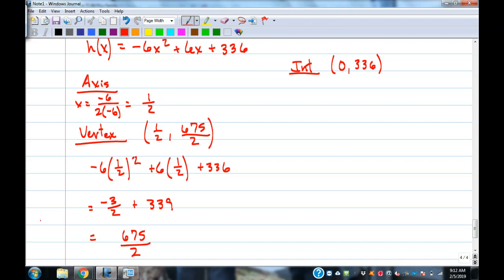By all means, you can use a calculator. I like challenging myself to not use one. Okay, so we have the vertex. Is that vertex a maximum or a minimum?